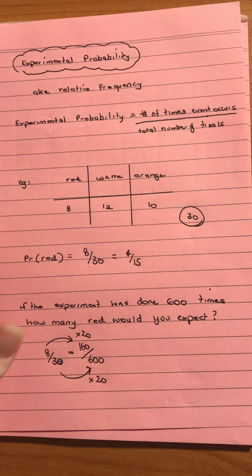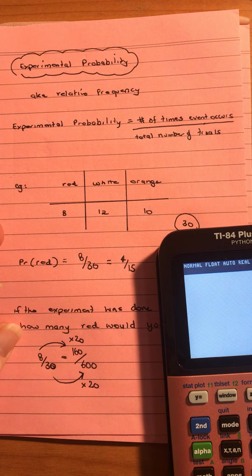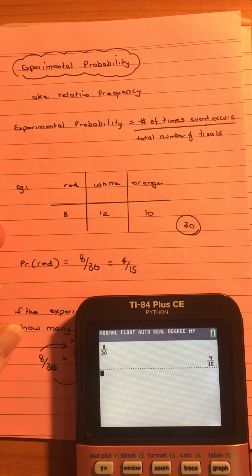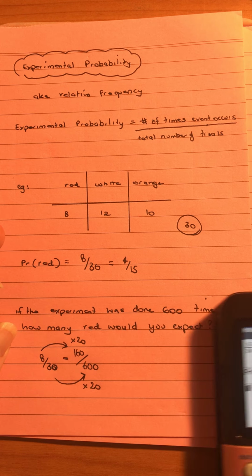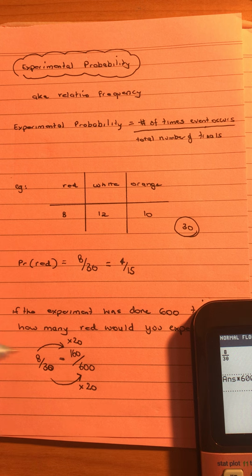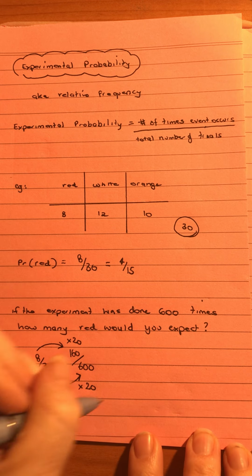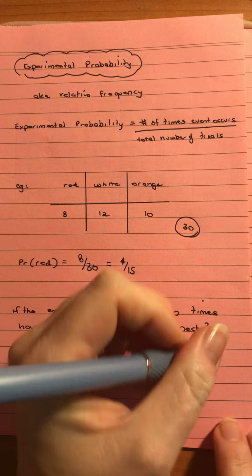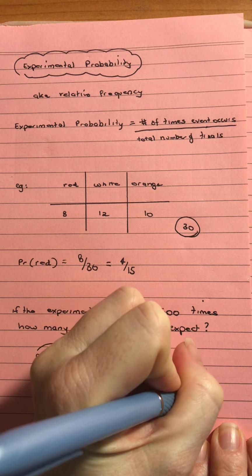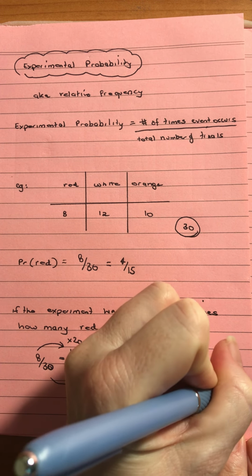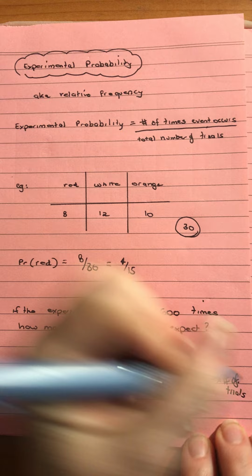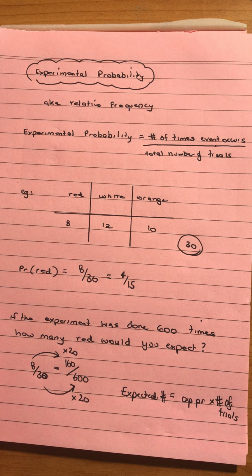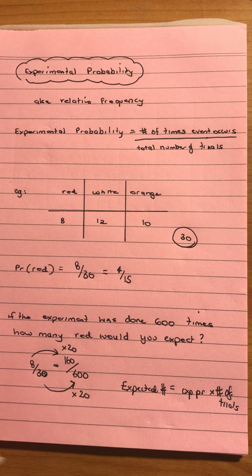The other option is to grab your calculator and put that fraction in of 8 on 30, which gets reduced to the 4 on 15 like we already did, and we multiply that by 600. So we're multiplying our probability by the number of trials. So our expected number will be our experimental probability times by the number of trials. So we can then work those expected numbers out if we have an experimental probability that we can use.